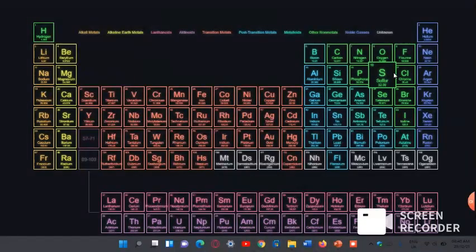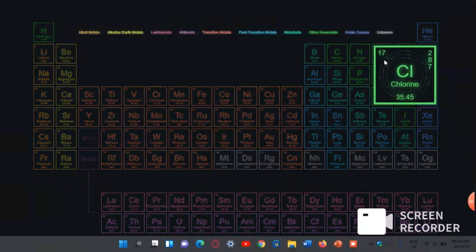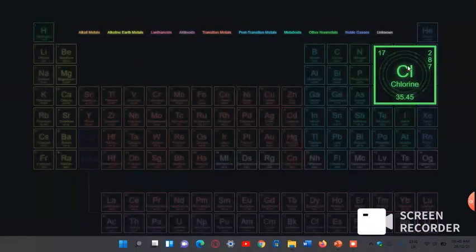So this is the chlorine atom, the seventeenth one. When you click on this chlorine, you can see there are small balls moving around the letters Cl for chlorine. These small balls are called the electrons that orbit the nucleus. We'll count them.